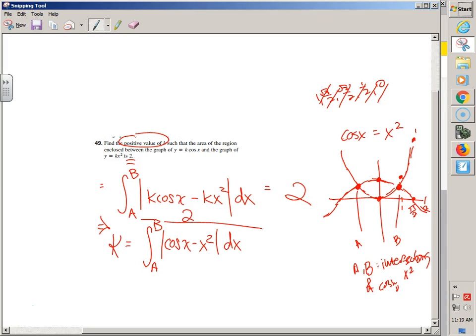I put absolute value, but technically don't I have the cosine on top and the x squared on bottom? So I guess I'm okay even if you don't do absolute value. And then solve for K. Is that cool? Cool.